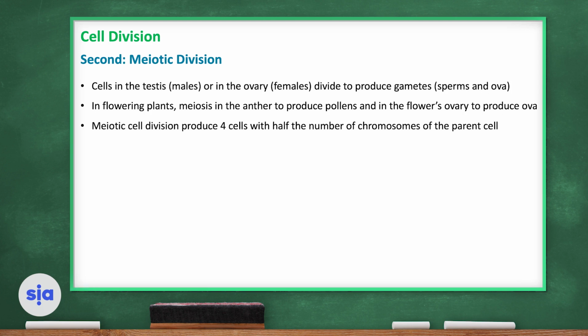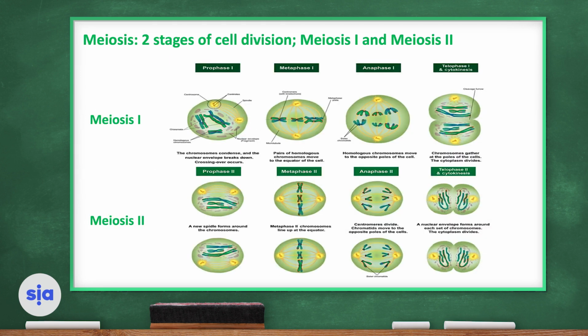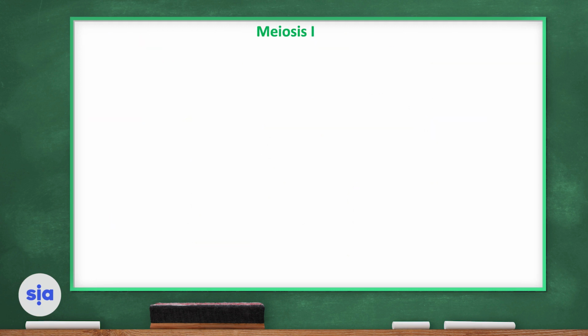Meiotic cell division produces 4 cells instead of 2 cells, with half the number of chromosomes of the parent cell. Also, we have here a preparation phase. It's called an interphase, where the cell will prepare itself for division by copying or doubling the genetic material. Meiosis comes in 2 stages of cell division, meiosis 1 and meiosis 2. Let's discuss meiosis 1.